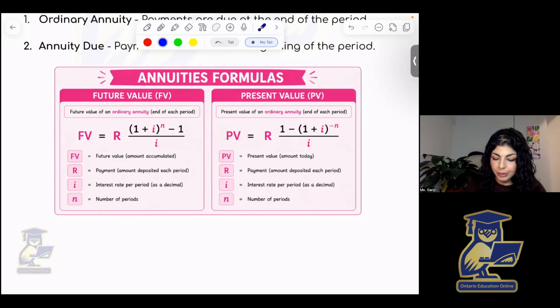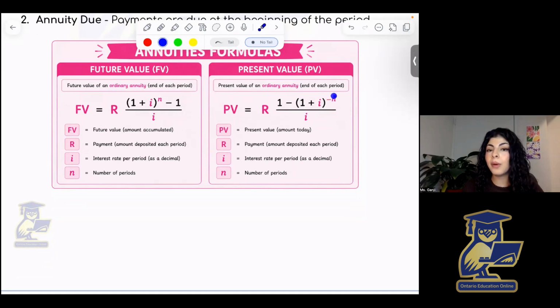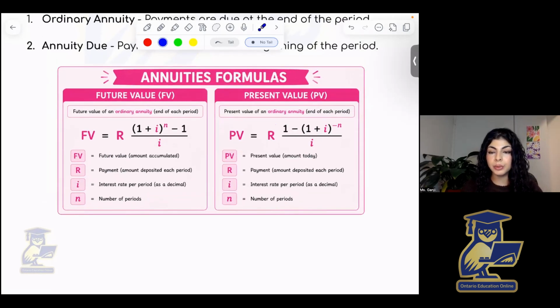So the present value will be given by, again, R, that regular payment. Now we have, instead of the bracket minus 1, we have 1 minus the bracket. And now the power is negative n. And again, we divide by i. So all of those variables are the same in both formulas. It's just the rearrangement of them. So please familiarize yourself with these, and we will see throughout our examples in this lesson how to use them.